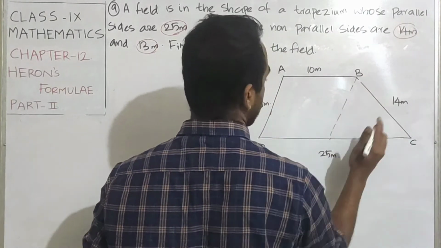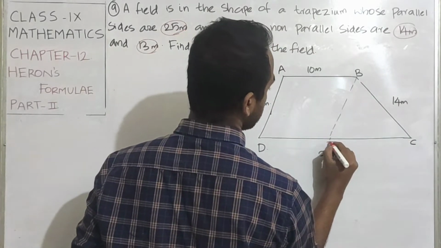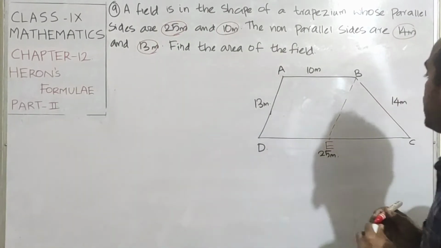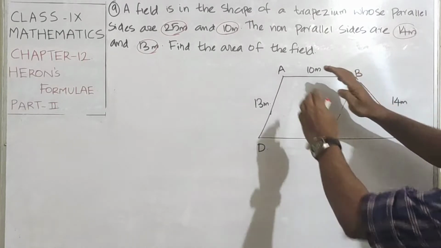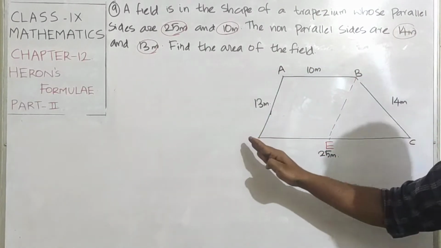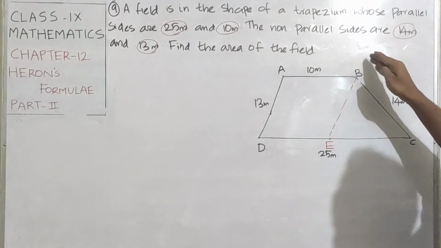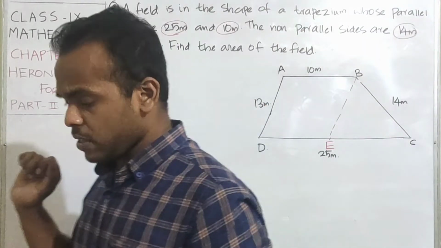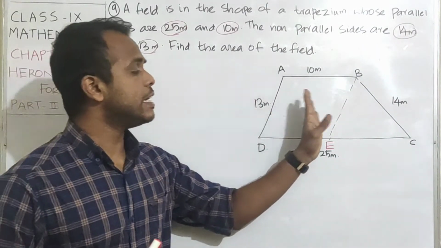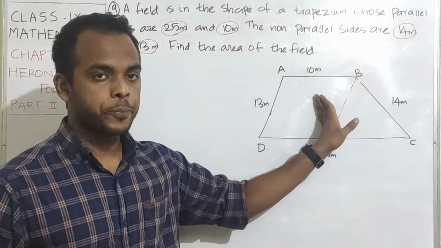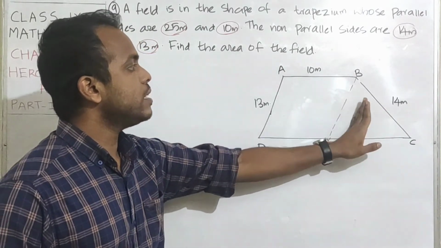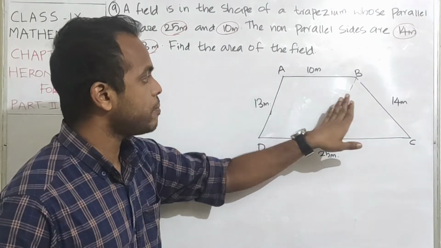I will name this as A, B, C, D and E. Then you will get a parallelogram A, B, E, D and a triangle B, C, E. Now it's just enough to find the areas of both the shapes, that is the parallelogram and the triangle.